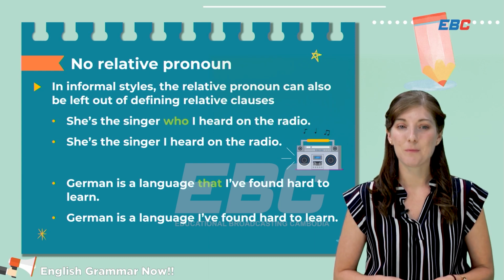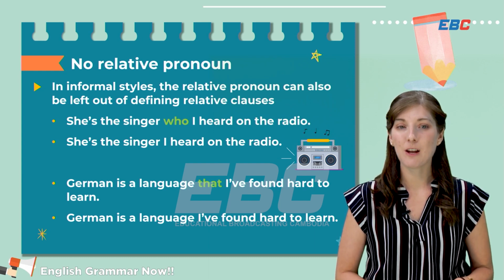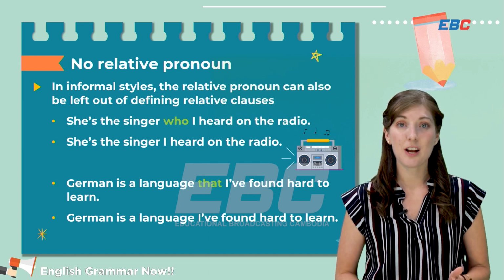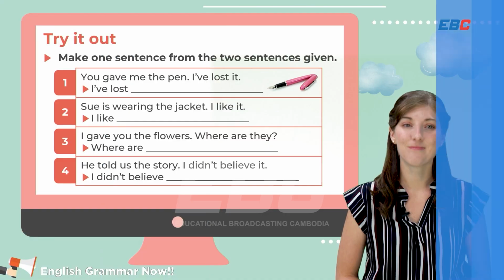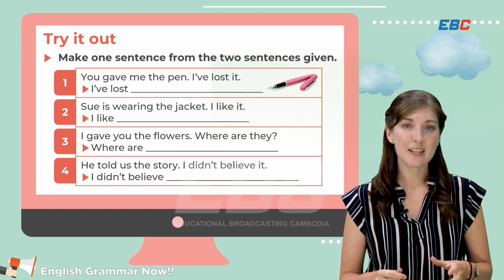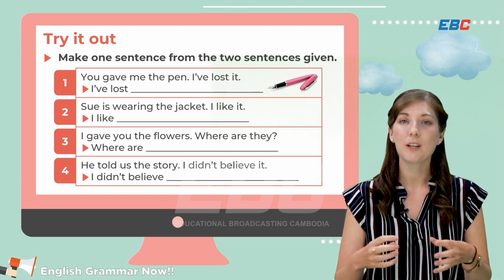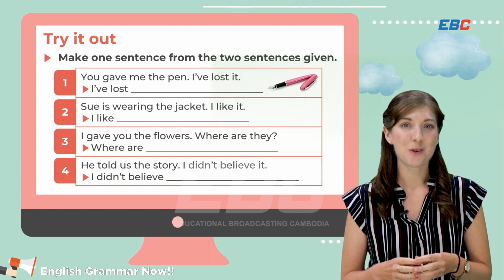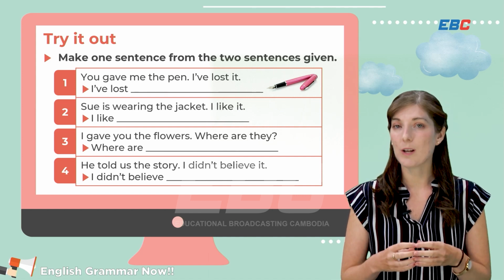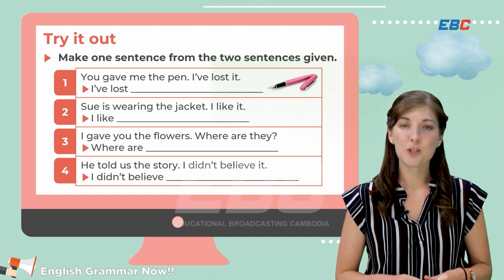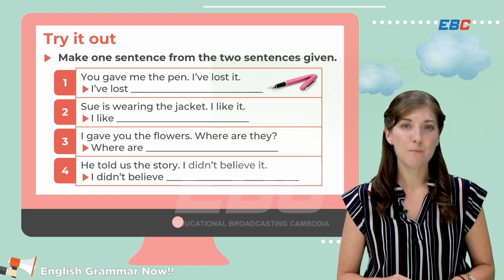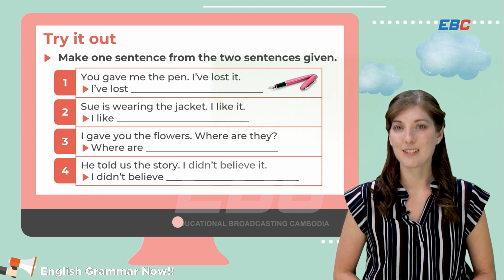The second example. German is a language that I found hard to learn. We could also say, German is a language I've found hard to learn. Here's another way for you to practice. Because relative clauses help us to add information and put it all into one sentence, that's what you get to try. We've got 2 sentences given, and you can put them together in one sentence. Make sure to carefully choose which relative pronoun could be in your sentence. As with before, you have choice in some sentences.